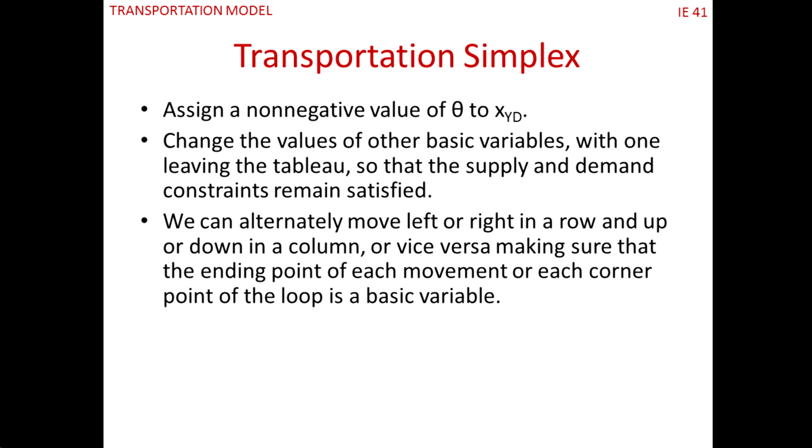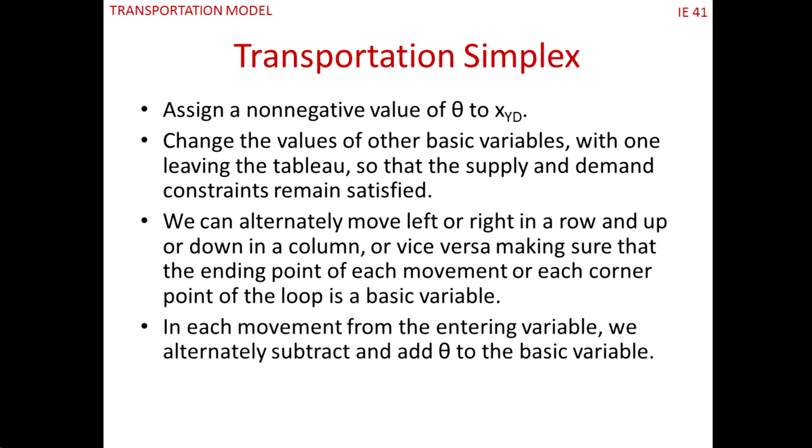We can alternately move horizontally in a row and vertically in a column, or vice versa, making sure that the ending point of each movement, or each corner point of the loop, is a basic variable. In each movement from the entering variable, we alternately subtract and add theta to the basic variable. To clarify this procedure, we demonstrate using our tableau.